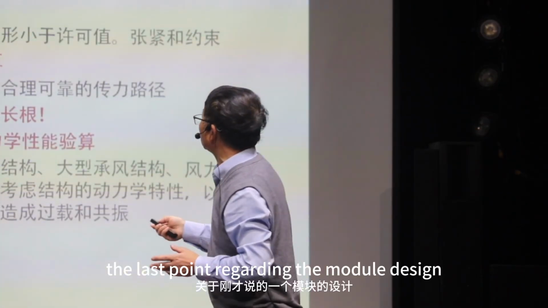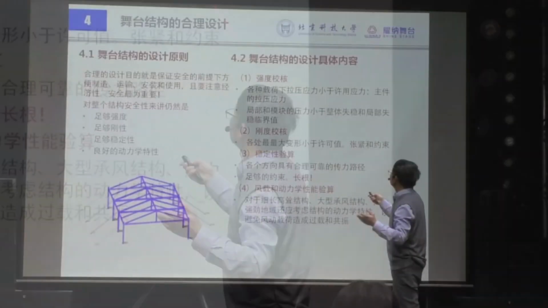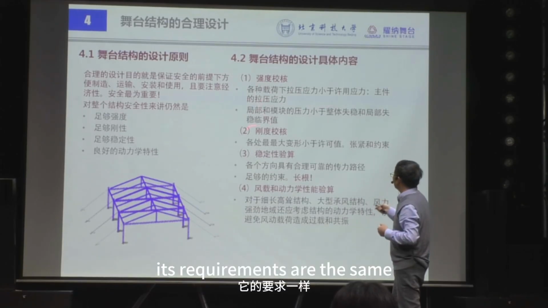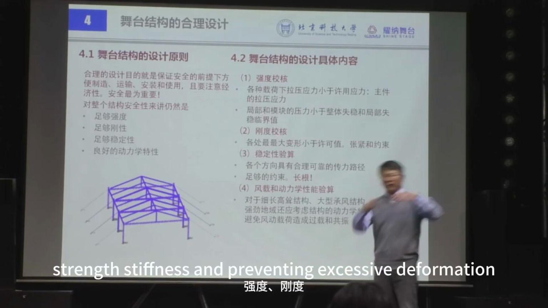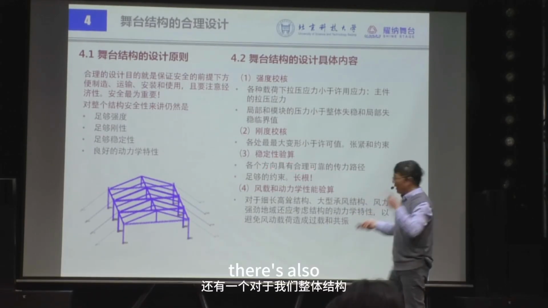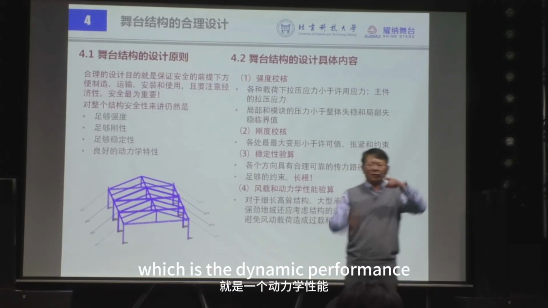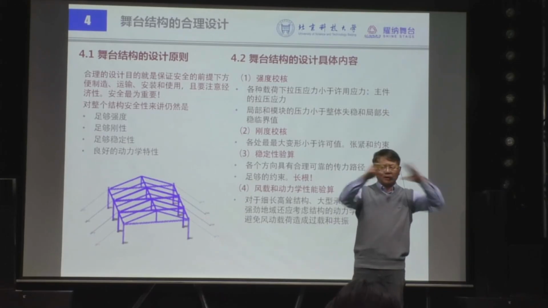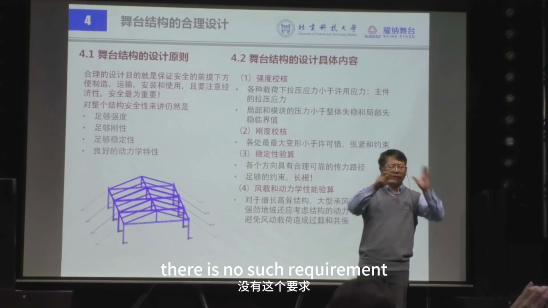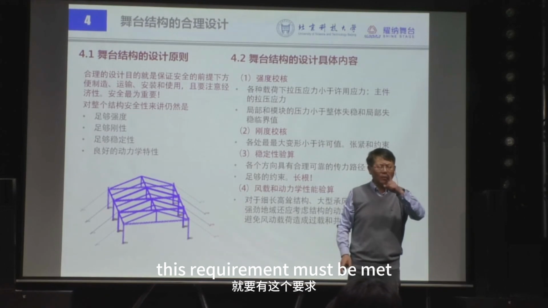The last point regarding the module design mentioned earlier: what about the design of the stage structure? Actually, the design principles for stage structures are the same. Its requirements are the same: strength, stiffness, preventing excessive deformation, as well as good stability. There's also another point regarding the overall structure, which is the dynamic performance, wind load performance, earthquake resistance, etc. Because for our general modules, there is no such requirement. But for our entire framework, this requirement must be met.